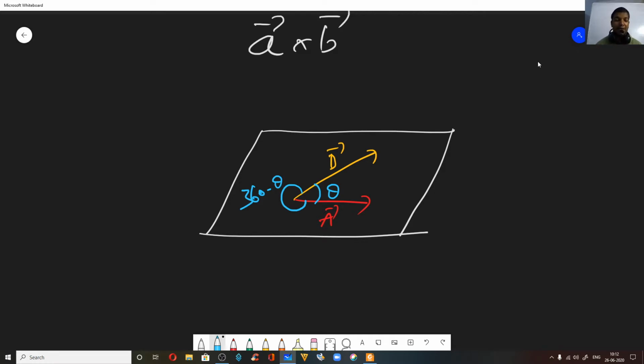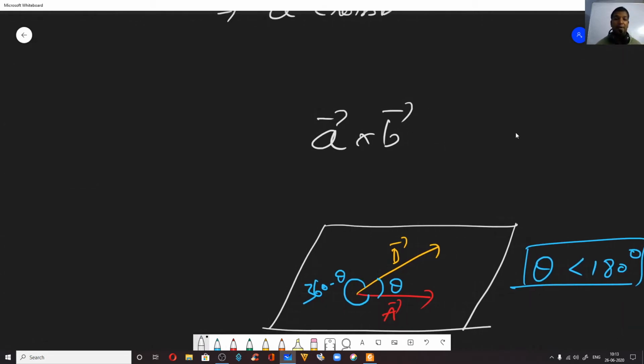But while dealing with the cross product, we will always choose the angle which is less than 180 degrees. So you need to remember theta must be less than 180 degrees. Please remember this. And what we saw was the result. The reason why we call it the vector product is that the end result is always a vector. The vector product of A and B is some vector C.